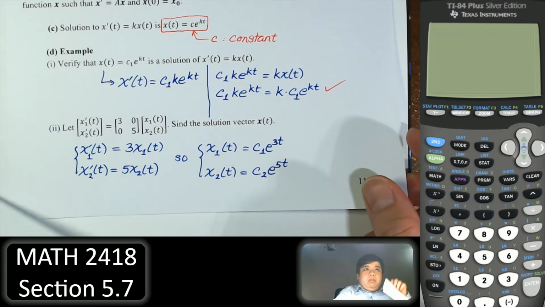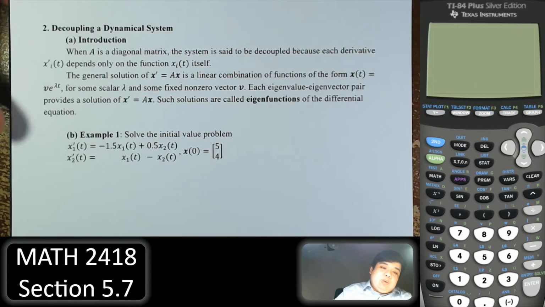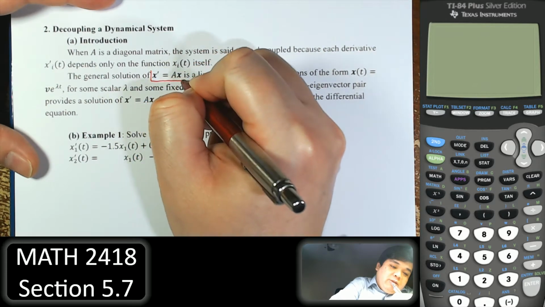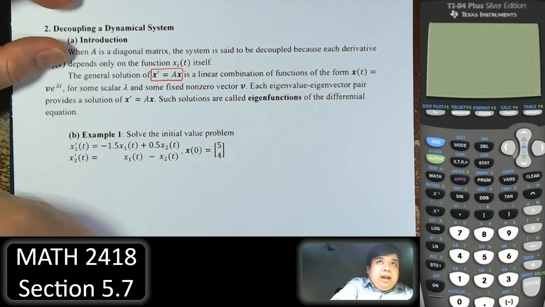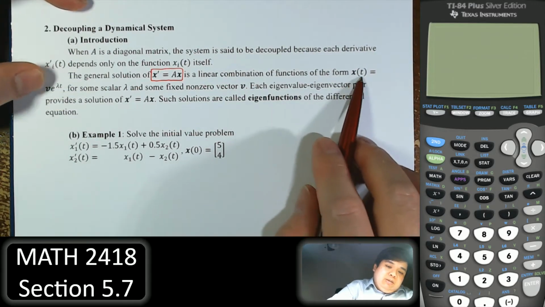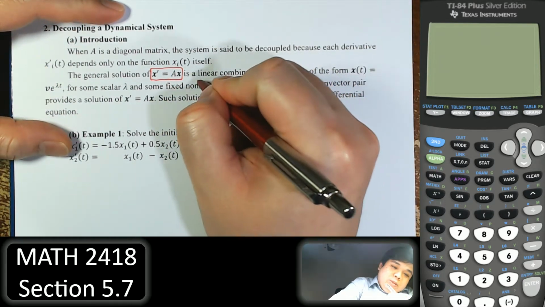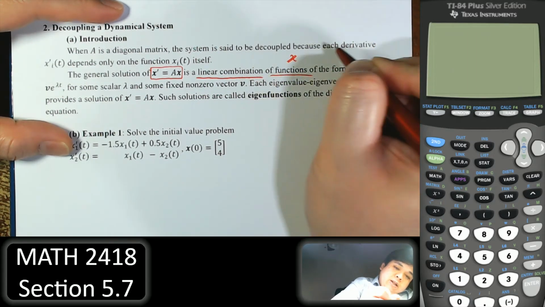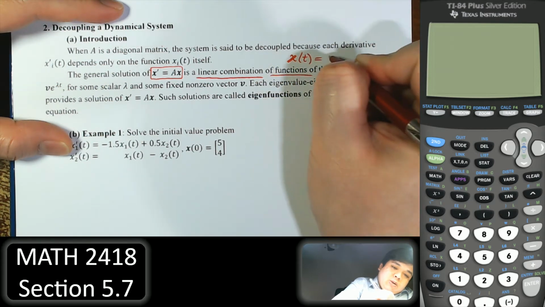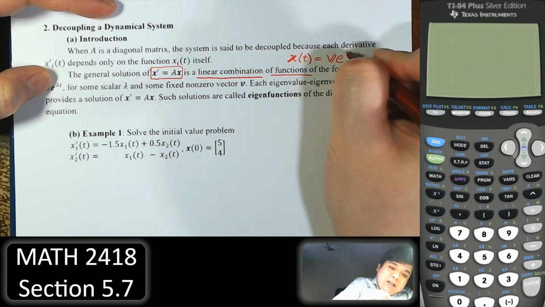And of course the problem is, what if the matrix is not a diagonal matrix? Then things get a little more complicated, and this is what we do now. So once again we have the equation x prime equal to A times x. A is a constant matrix, and in that case the solutions are of this form: x of t equal to v, which is an eigenvector, times e to the lambda t.